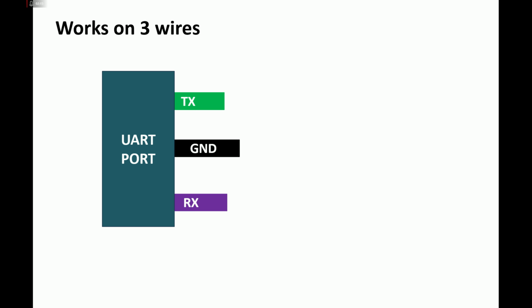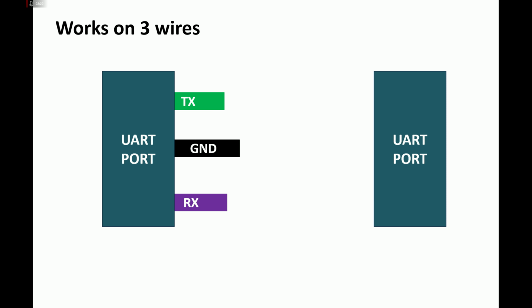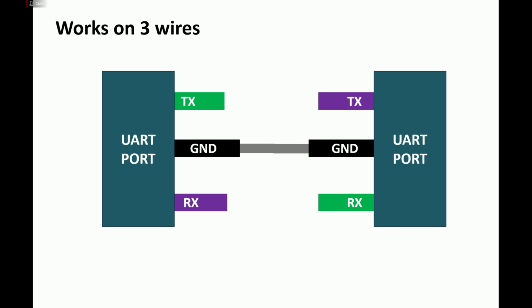Now to make things further clear, I will take another device. Suppose we have another UART port, like the left one is our microcontroller, the right one is another microcontroller. This also has a UART port having the same pins TX, RX and ground. Now let's do the connections. Let's connect them together. How do we connect them? Ground goes to ground. Obviously we know that we have to connect the ground. Then TX of the first device will go to the RX of the second device.